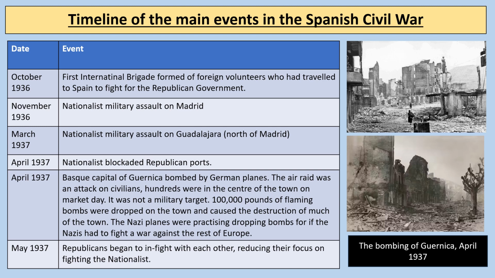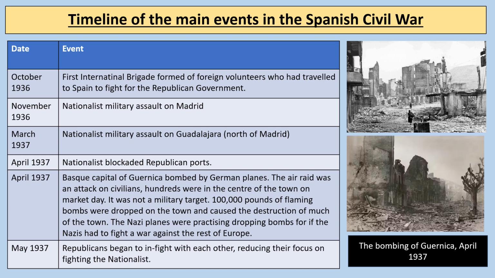In April 1937, nationalists began to blockade Republican ports, and then also in April 1937, the Basque capital of Guernica was bombed by German planes. The air raid was an attack on civilians and hundreds were in the centre of the town on a market day, but it wasn't a military target. 100,000 pounds of flaming bombs were dropped on the town and caused the destruction of much of the town. The Nazi planes were practicing dropping bombs for if the Nazis had to fight a war against the rest of Europe. Now, this event spread fear throughout Europe, and you can see there some of the stark images of what happened when Guernica was bombed, a very famous event in the Spanish Civil War.